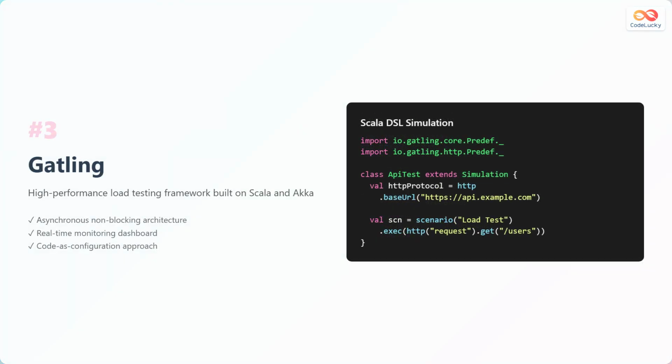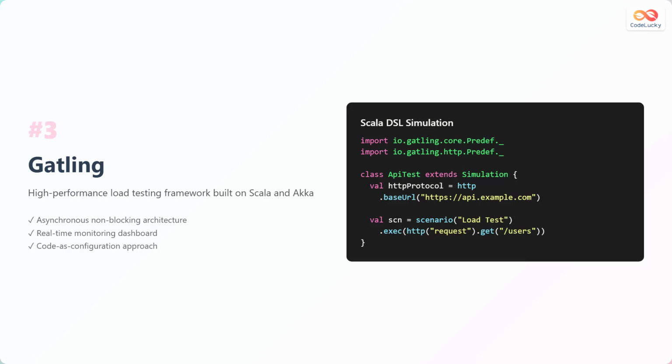Gatling is a high-performance load testing framework built on Scala and Akka. Gatling is designed for developers who need to simulate a large number of concurrent users. It features an asynchronous non-blocking architecture, allowing it to handle high loads efficiently. Gatling provides a real-time monitoring dashboard, giving you immediate feedback on your test results. Its code-as-configuration approach makes it easy to define and manage your tests.